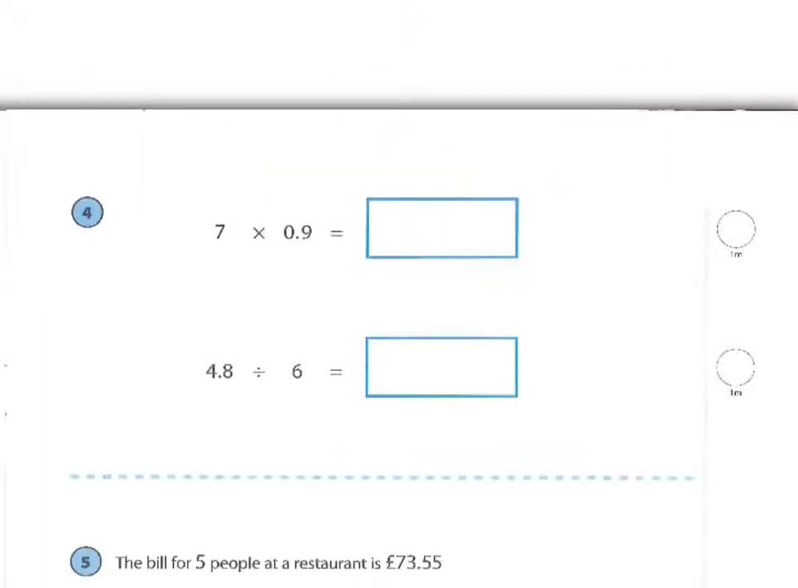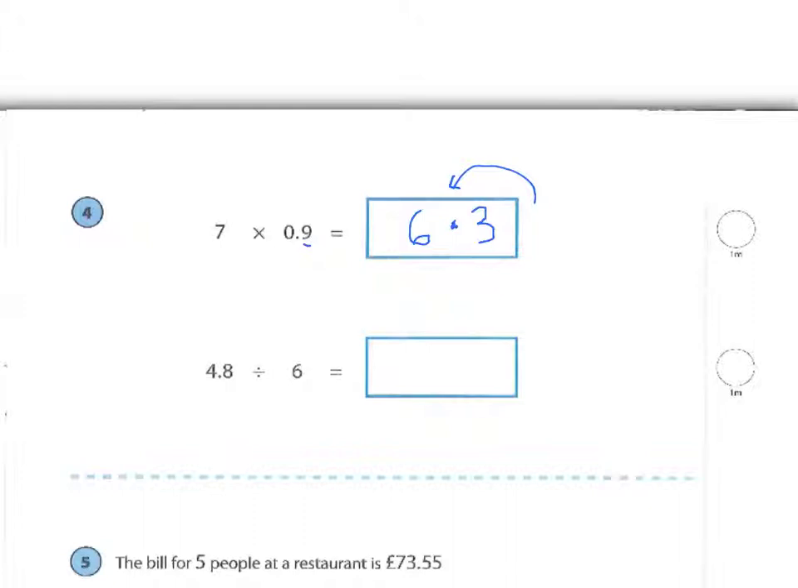Question 4. 7 multiplied by 0.9. Now, in order to do this, I would ignore the decimal point to start off with and do 7 times 9, which is 63. But I can't really ignore the decimal point, and what I notice is in the question we have a 1 decimal place number, so our answer also has to have 1 decimal place. So the decimal point would move in 1 place from the start of the number, and the answer would be 6.3.